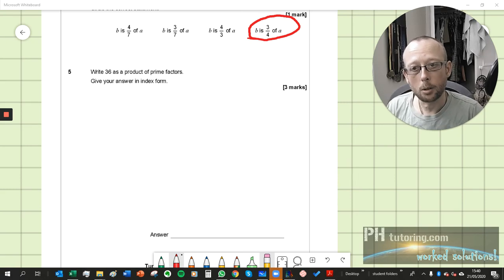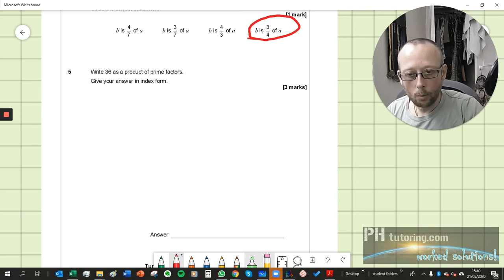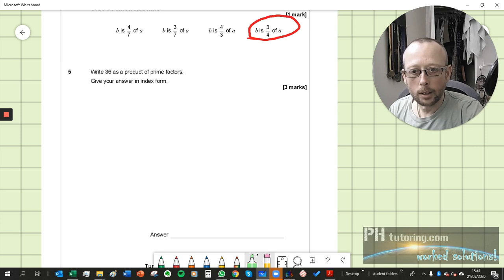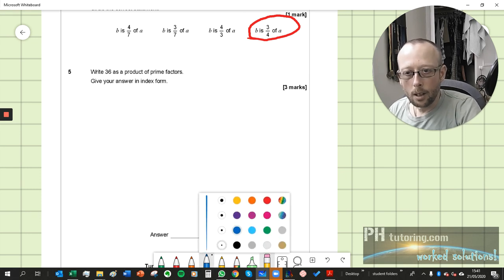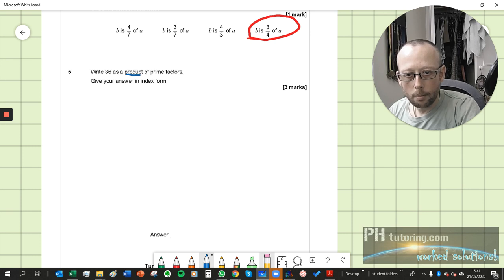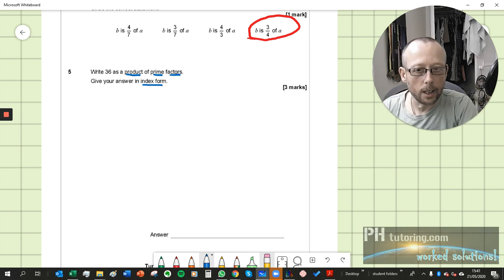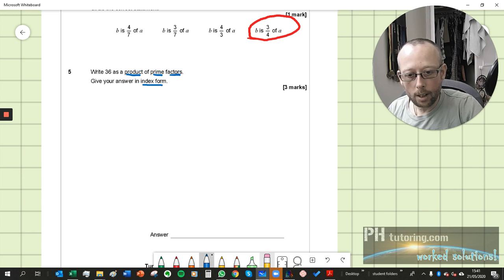Okay, so question 5. What is it asking you now? It's testing a few things. I would say there are 4 keywords that we need to understand, and they are product, prime, factor, and index form. If you knew index, you'd probably work out what it is. Let's have a think about it.